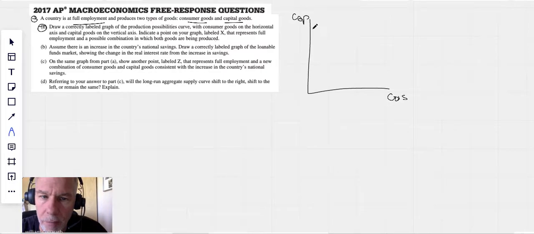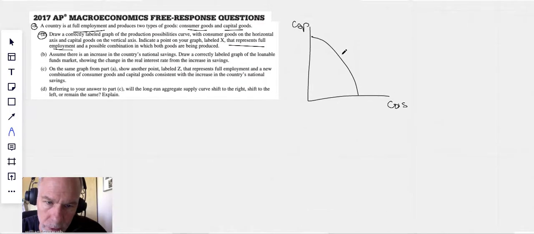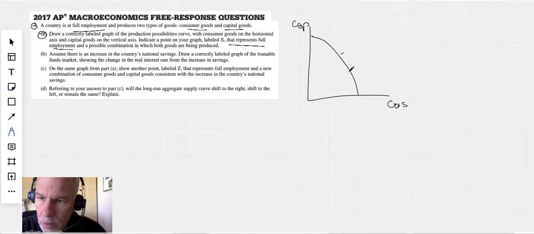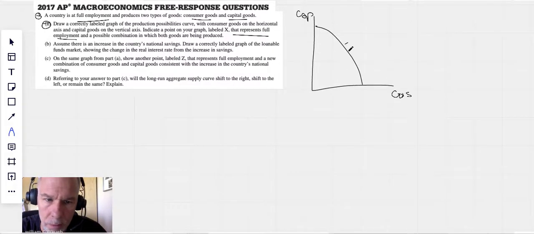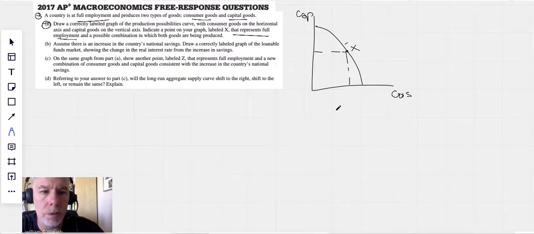Indicate a point on the graph labeled X that represents full employment and a possible combination in which both goods are produced. So we could choose anywhere. We can choose anywhere on here. Let's just choose a spot and label that X. That's our combination. We are obviously producing that much capital and that much consumer. So I think we're done there.